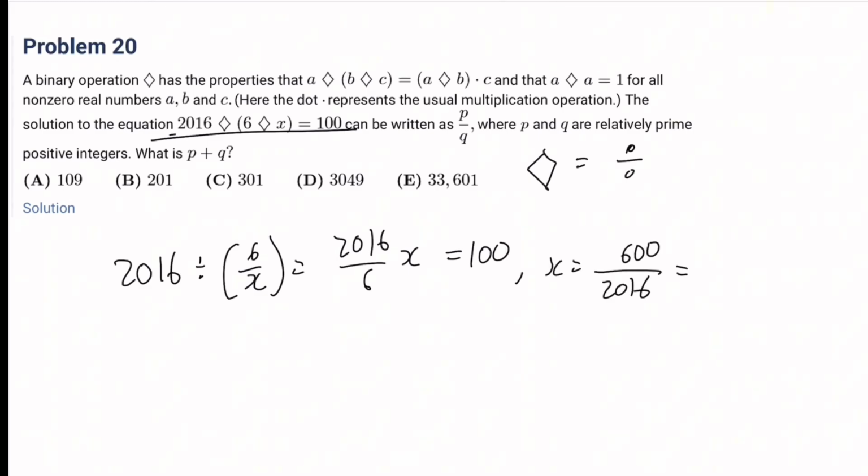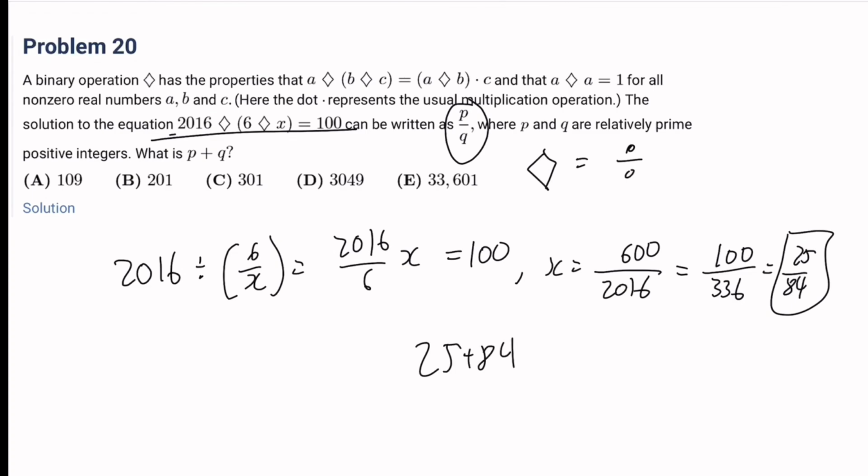And this is just equal to, if we divide by 6 on both sides, then that's going to be 100 over 336. And so that's just equal to 25 over 84. And so that's P over Q. So 25 plus 84, that's equal to 109. So 109 is our answer.